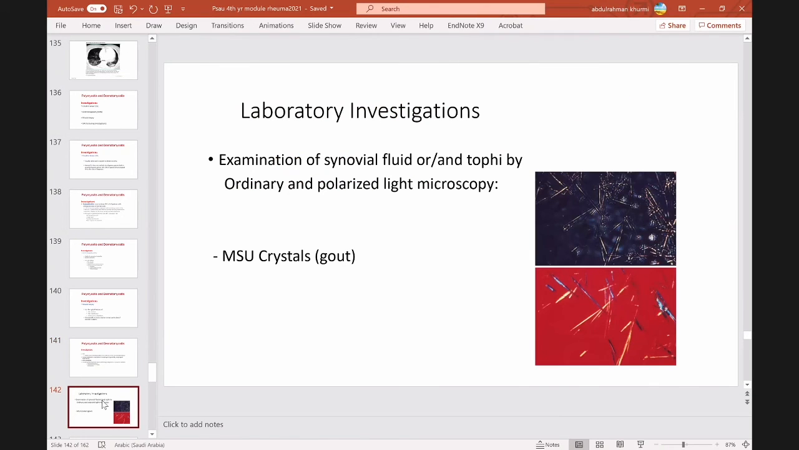In gout, the definite laboratory test to confirm gout is to see the crystals in the synovial fluid. This is the absolute, definite investigation. If you could not see it, you might still consider gout.